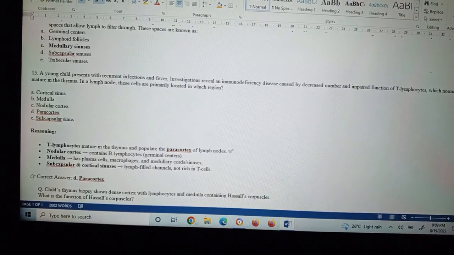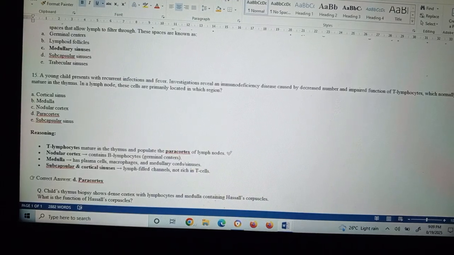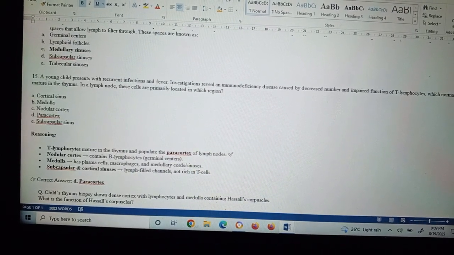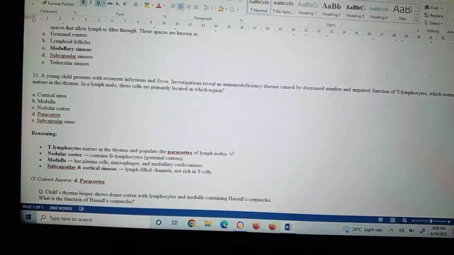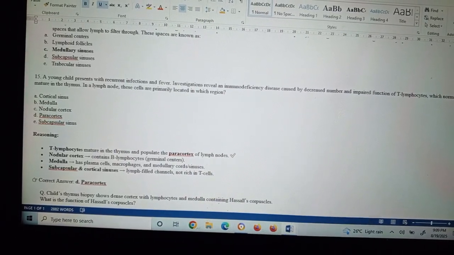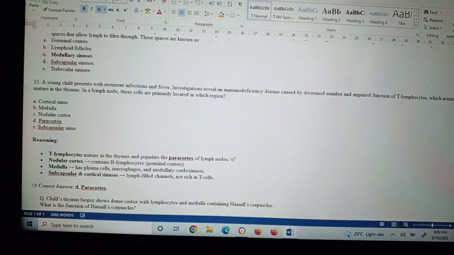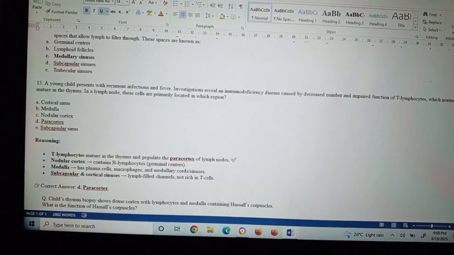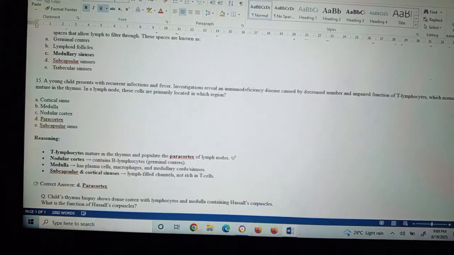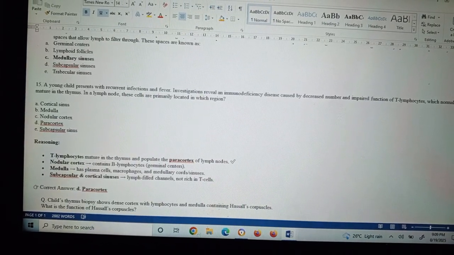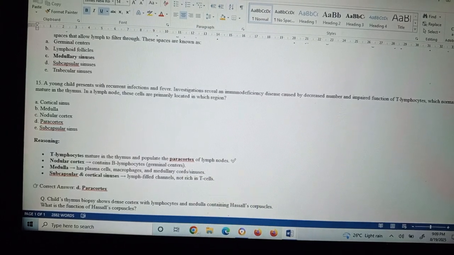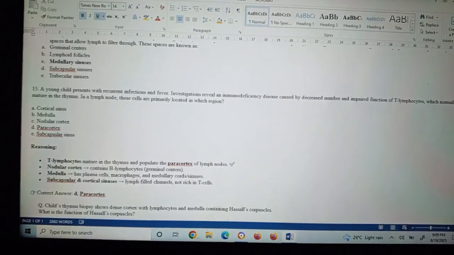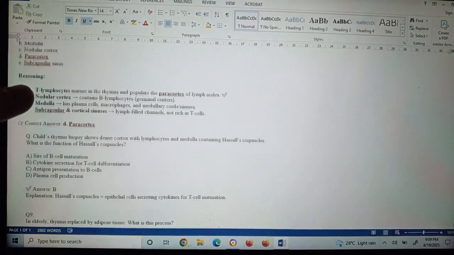T lymphocytes mature in the thymus and populate the paracortex of the lymph nodes. Nodular cortex contains B lymphocytes, which can be asked in another MCQ. Medulla has plasma cells, macrophages, and medullary cords or medullary sinuses. Subcapsular and cortical sinuses are fluid-filled channels, not rich in T cells. So the correct answer is D, which is paracortex.